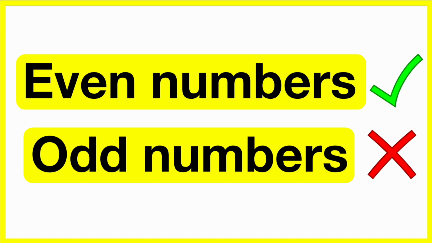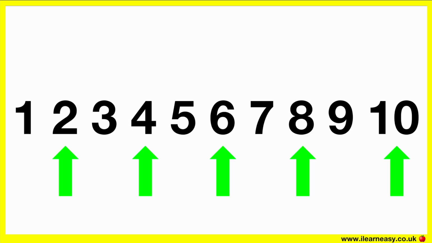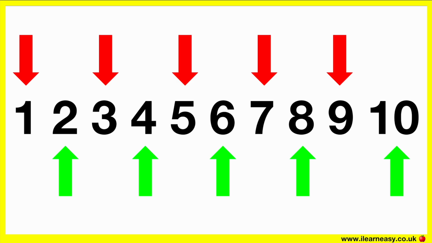Even numbers, odd numbers. In this video, we will learn about even and odd numbers. A number is a symbol used to count how many there are of something. There are even numbers and odd numbers. The even numbers are 2, 4, 6, 8, and 10. The odd numbers are 1, 3, 5, 7, and 9.